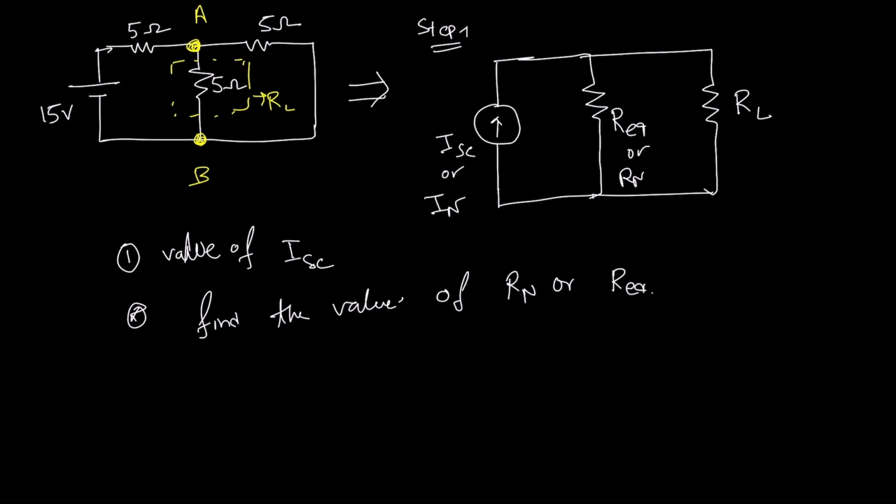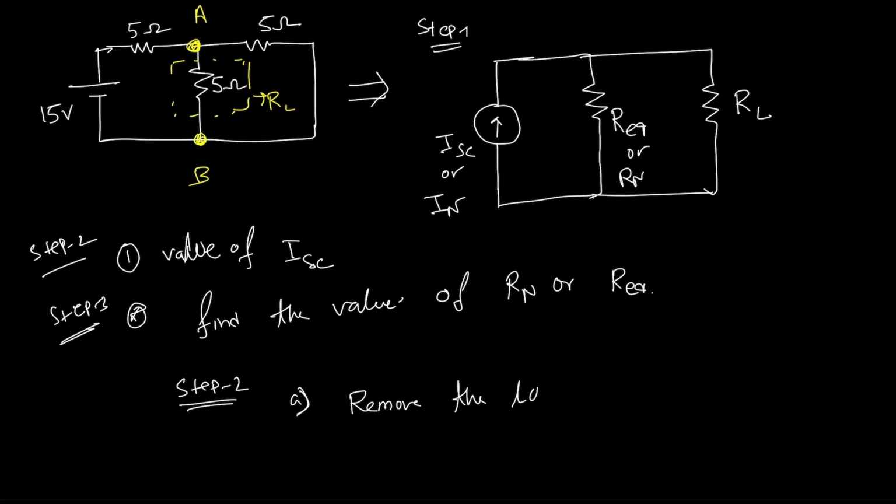For this, we can say this is step 2 and this is step 3. For step 2, the first step will be just the same as Thevenin's theorem. What do you need to do? Remove the load and short the load terminal. In Thevenin's theorem, you just removed the load and it was an open circuit. But for Norton's theorem, we need to remove the load resistance and short the terminal.